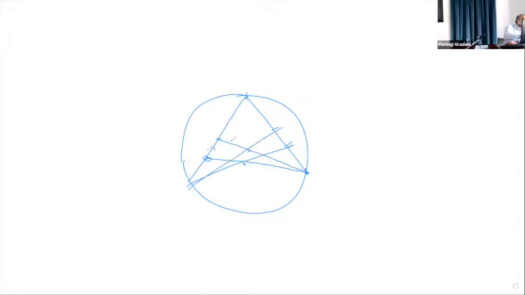Now, this is congruent to that if and only if these 3 points are collinear. Okay? So it is completely projective, or completely in terms of collinearity. Now, what happens if I'm not lucky?